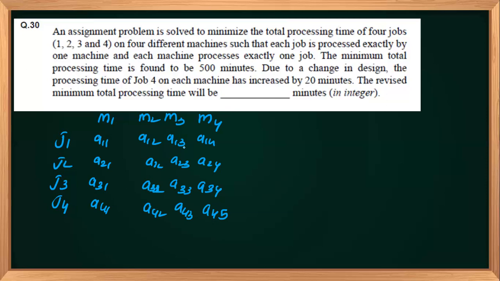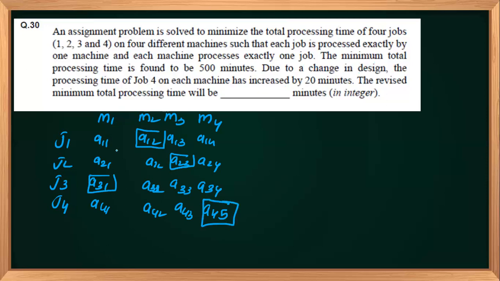Now, see, what will be the next one? What will be the change due to the design change? Suppose my assignment was this one. Suppose I assign this randomly, anything could be this. Suppose I assign this 3, the 4th will be this one, right?